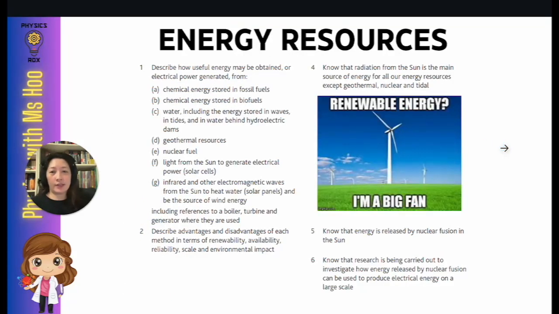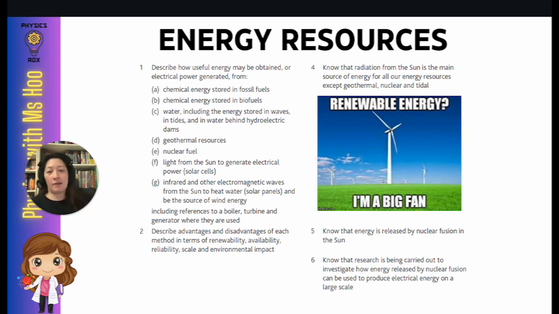For energy resources, you are required to be able to describe and state all the following. You must be able to describe how useful energy may be obtained or electrical power generated from chemical energy stored in fossil fuels, chemical energy stored in biofuels, water, such as the energy stored in waves, tides, and the water behind hydroelectric dams, geothermal resources, nuclear fuel, light from the sun to generate electrical power through solar cells, and infrared and other electromagnetic waves from the sun to heat water in solar panels and be the source of wind energy. And you also need to include references to a boiler, turbine, and generator where they are used.